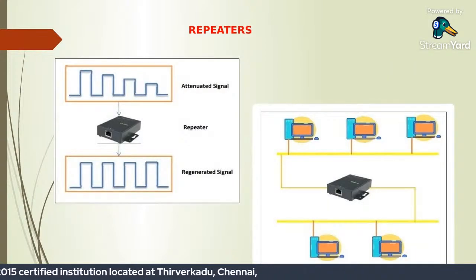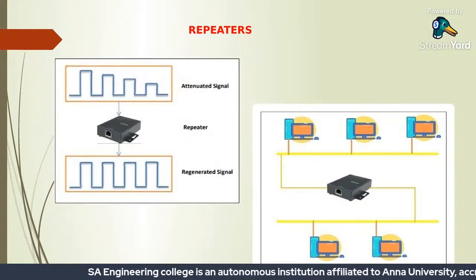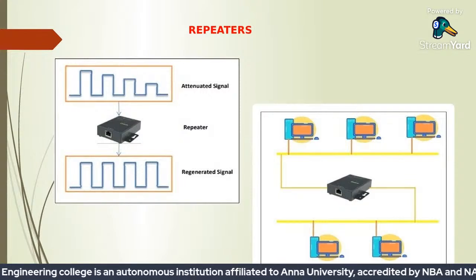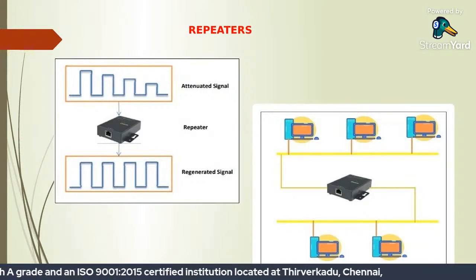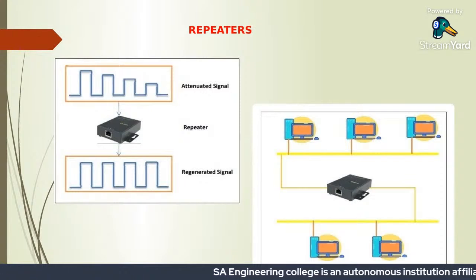For example, when we are sending data, the signal will become attenuated at some point, and it will become weak. The correct data will not reach the destination. At that time, we use repeaters to regenerate the attenuated, that is the weak, signals, and maintain the strength of the signal, and then it finally reaches the destination. This is the main purpose of using repeaters.